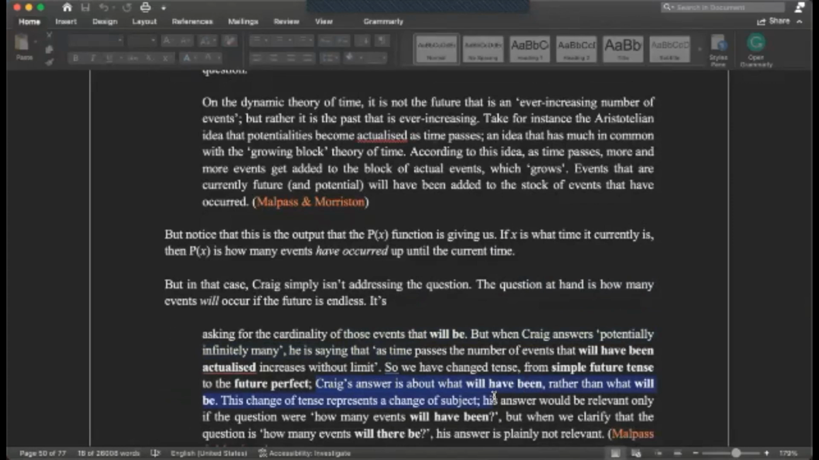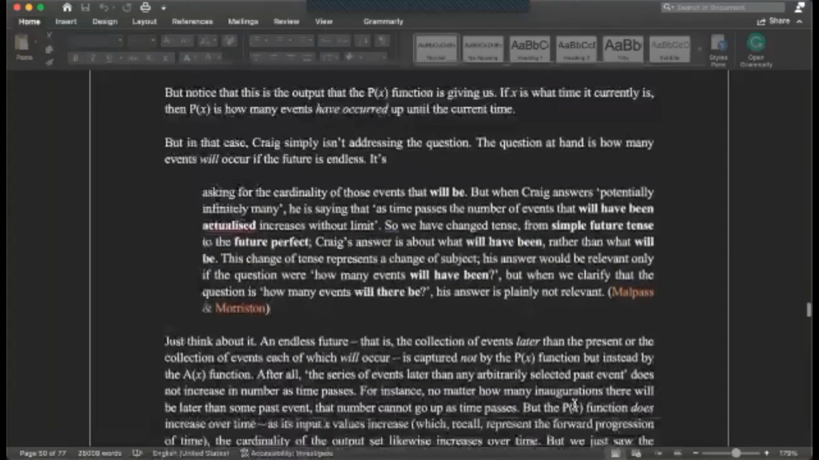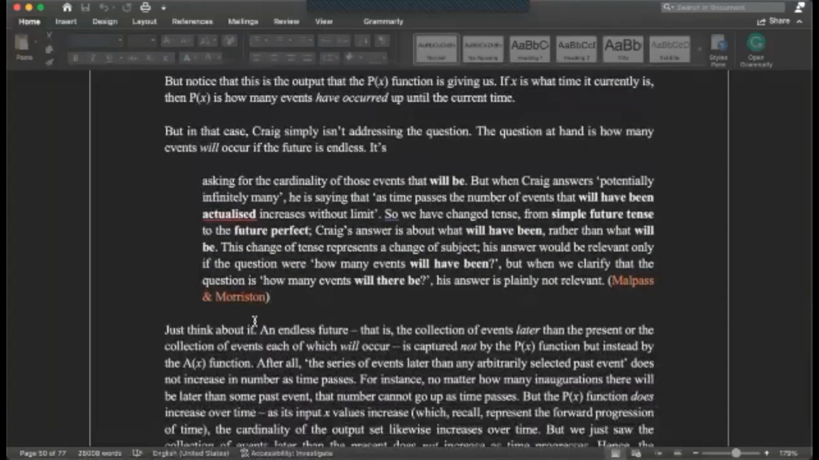This change of tense represents a change of subject. His answer would be relevant only if the question were how many events will have been. But when we clarify that the question is how many events will there be, his answer is plainly not relevant. Just think about it. An endless future, that is, the collection of events later than the present, or the collection of events each of which will occur, is captured not by the P of x function, but instead by the A of x function.